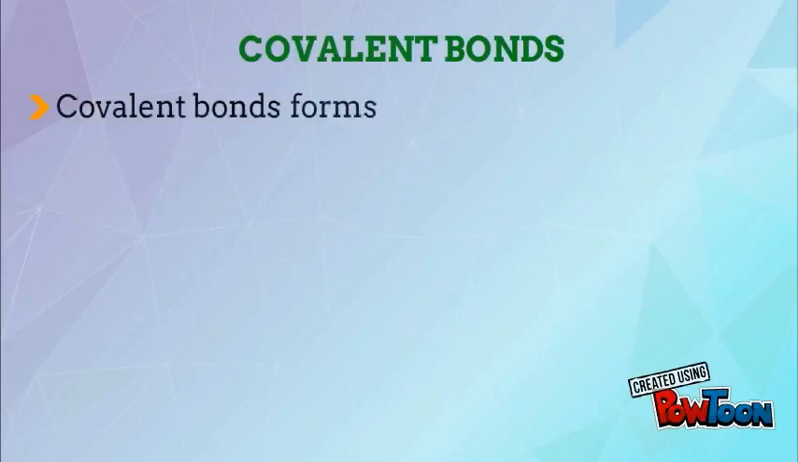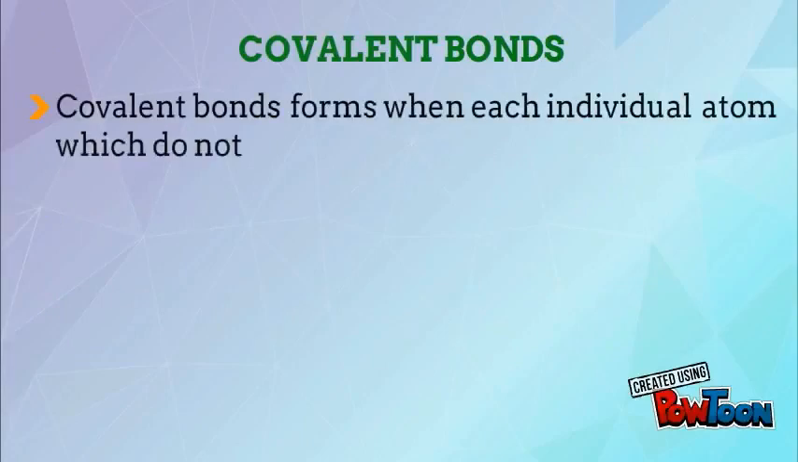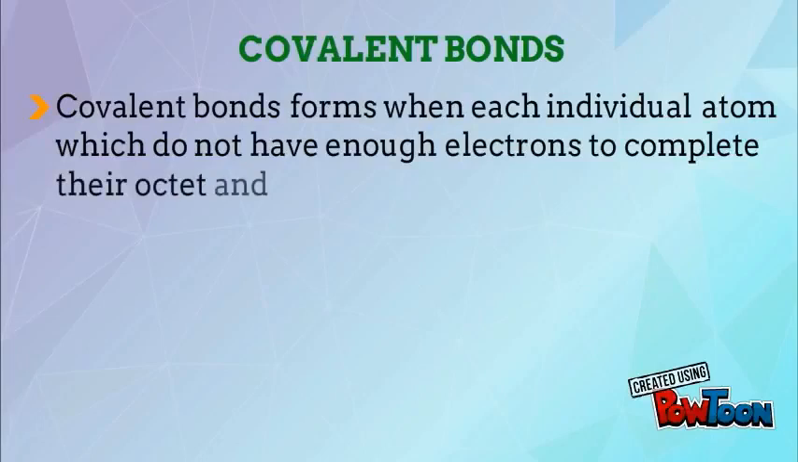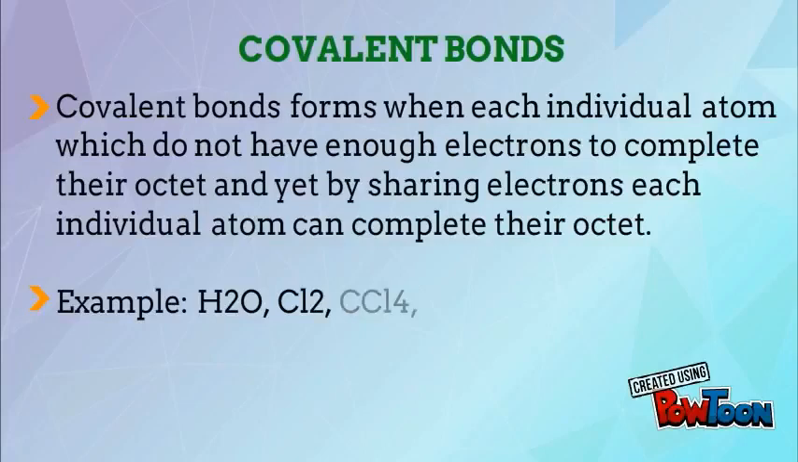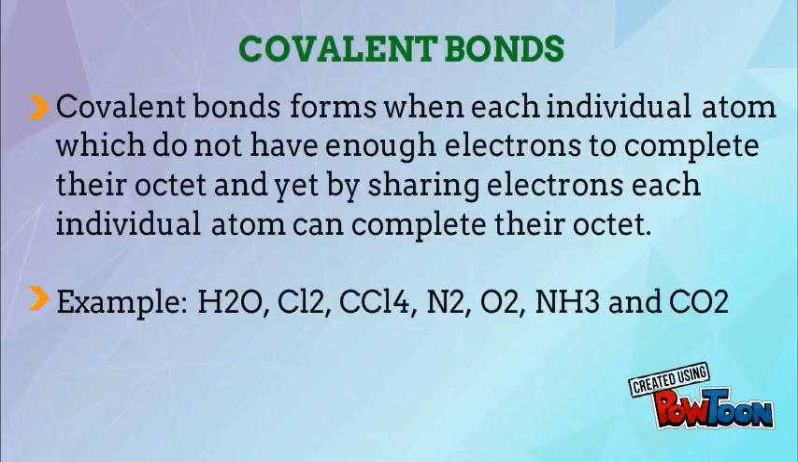Covalent bonds form when each individual atom does not have enough electrons to complete its octet, and yet by sharing electrons each individual atom can complete its octet. Examples: H2O, Cl2, CCl4, N2, O2, NH3 and CO2.